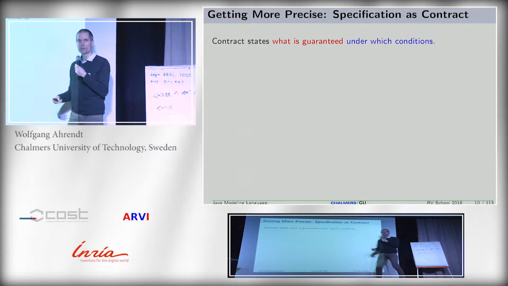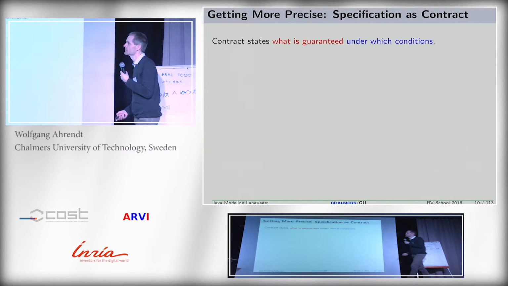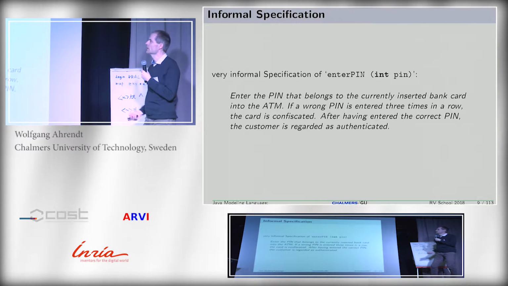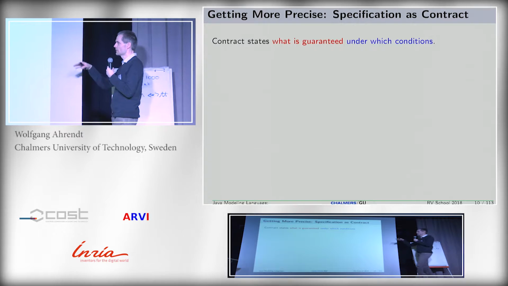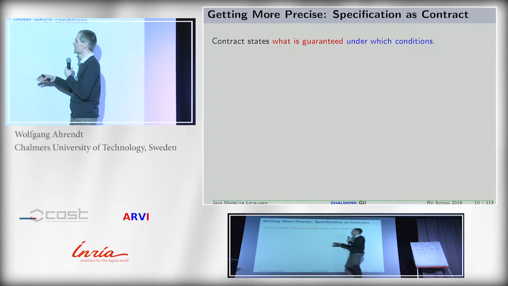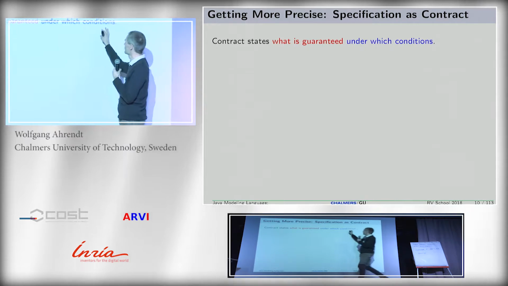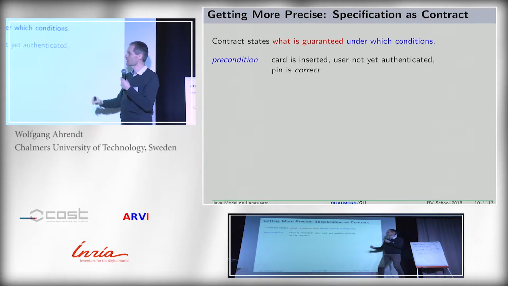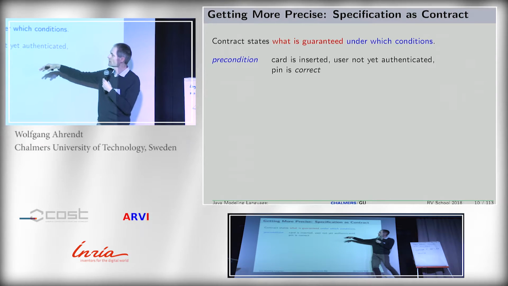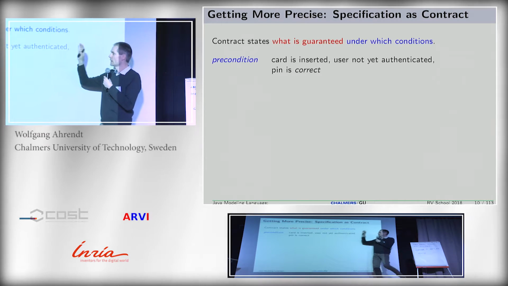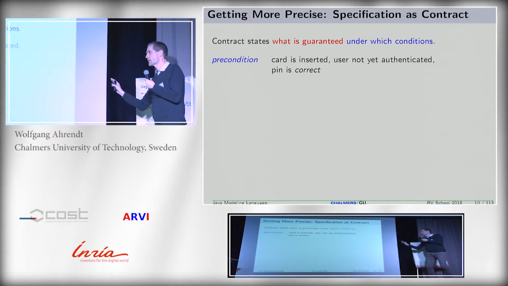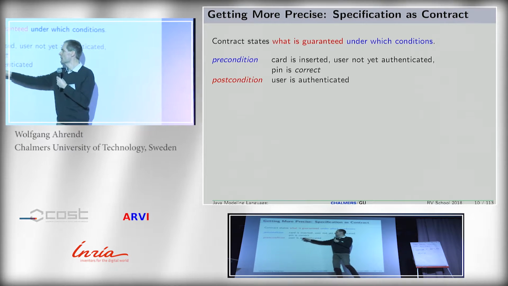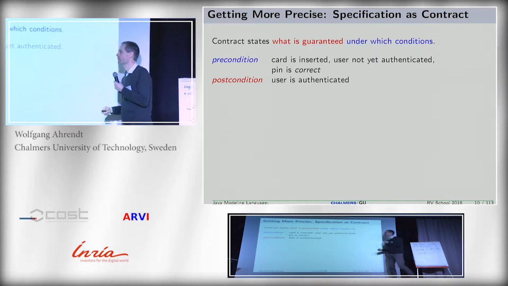We try to structure this now a bit to come closer to formal specification, because this is totally unstructured here, it says something about something. Here I try to make a start by structuring things into what is guaranteed by this implementation, what is assumed by this implementation. So there are certain preconditions, certain postconditions, and they are always paired. One precondition could, for instance, say, let's assume the card is inserted, the user is not yet authenticated, and the PIN I get is correct. Then, in that case, the implementer has to authenticate the user.